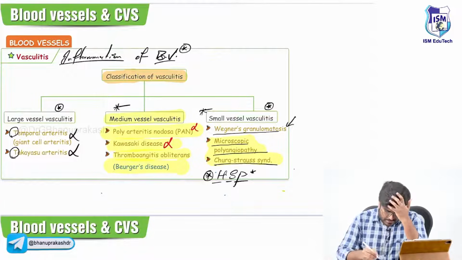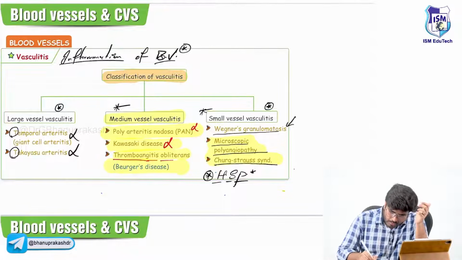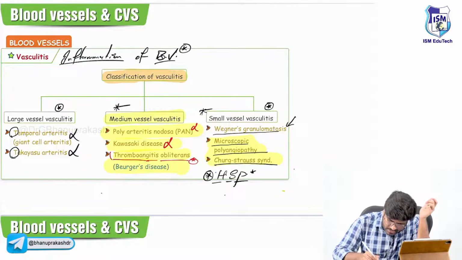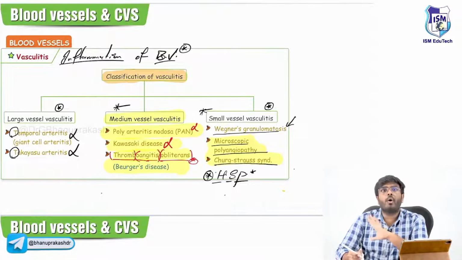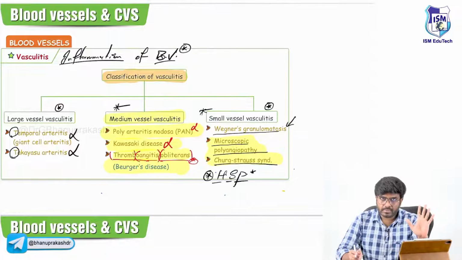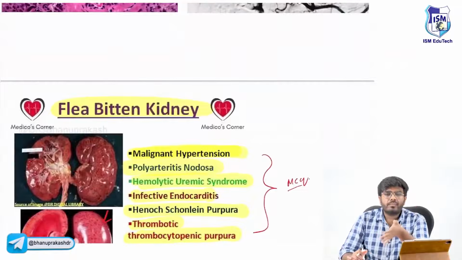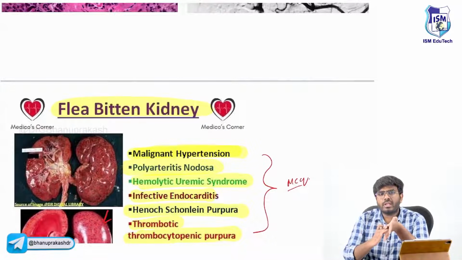Now the next disease is thromboangiitis obliterans. The name itself is there. Thrombus, angiitis, inflammation of the blood vessels, and obliterans: the blood vessel is going to be obliterated, completely blocked. Okay. So now the blood vessel is completely blocked. There's going to be ischemia, followed by infarction, followed by total necrosis.